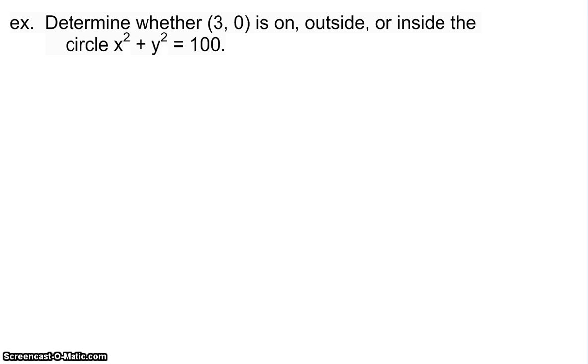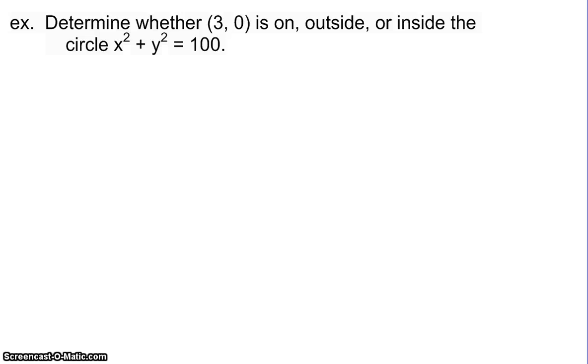And our last thing, determining if the point is on, outside, or inside the circle. Now, in this particular case, if you were to draw the actual circle, starting at the origin with the radius of 10, we're able to clearly tell if 3, 0 is inside, outside, or on the circle. But what you can always do is plug in the point.